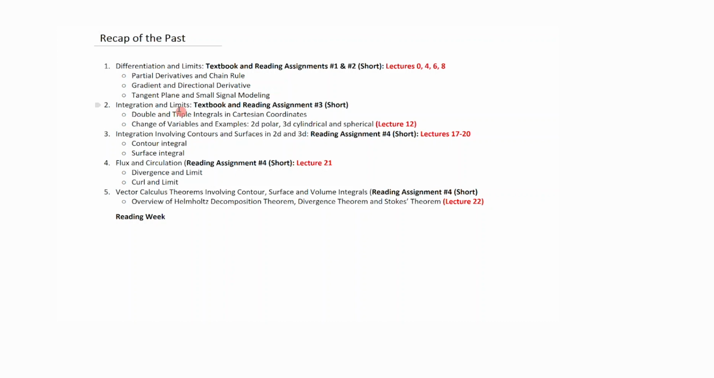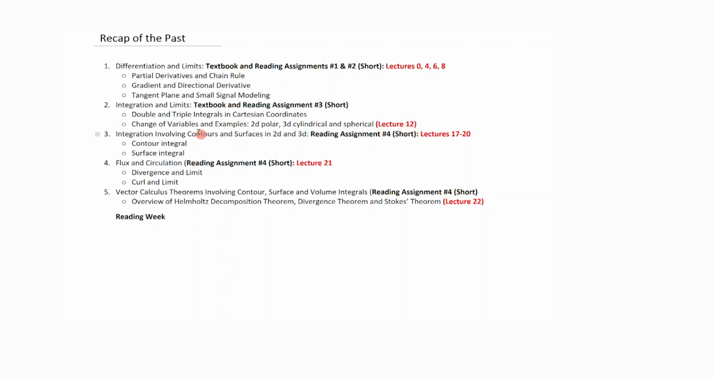We then moved into integration and limits. And again, in this case, it's the textbook and reading assignment 3, short. In this case, we looked at double and triple integrals in Cartesian coordinates. And then basically we showed that it's possible to work in other coordinate systems because conceivably it makes the integrations that much easier. And so we had to basically describe what we meant by change of variables and give some examples, the most common ones being in 2D polar coordinates and in 3D cylindrical and spherical coordinates. And this material basically was covered in lecture 12.